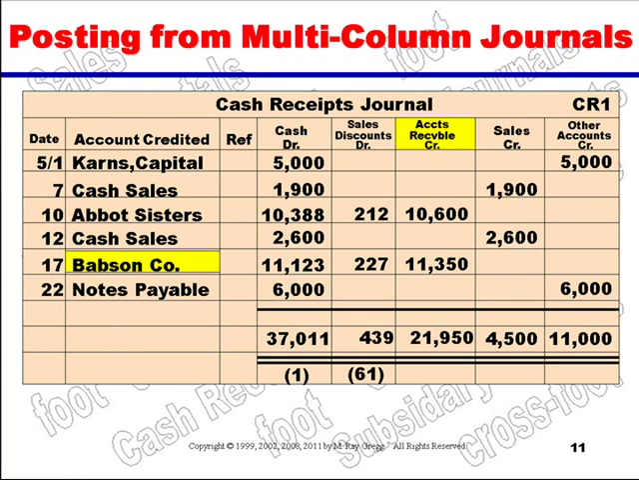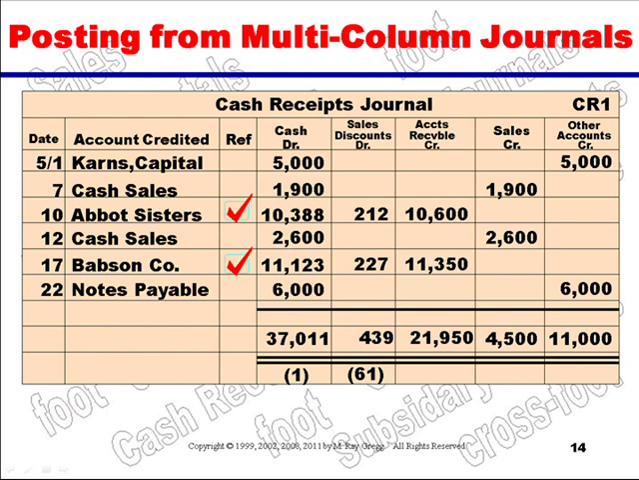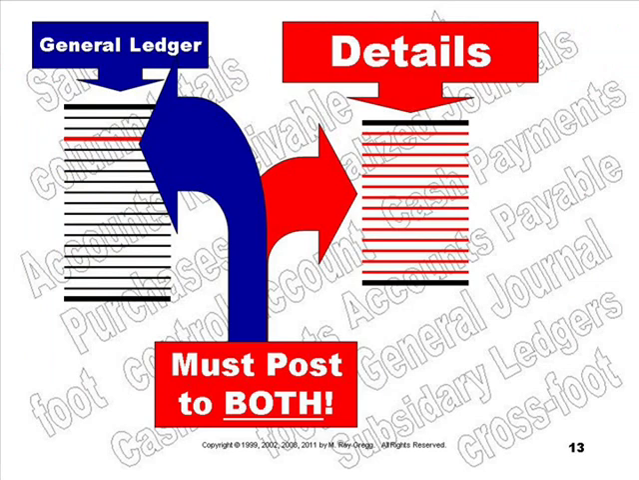The same thing would be true of B Company. That $11,350 credit needs to be posted to their account in the subsidiary ledger for B Company. And when you have posted to Abbott Sisters and B Company, then return to this journal and put check marks beside both those amounts in the reference column to indicate that both the 10,000 figure and the 11,000 figure have been posted to their respective accounts. Both accounts have been updated by this accounts receivable credit. We've posted detailed information to the subsidiary ledger.